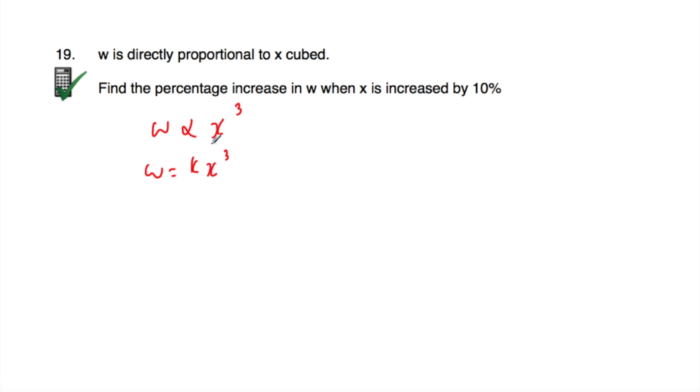So if we increase x by 10%, what is the overall percentage increase in W? If x is just x, our answer would be K times x cubed. If we increase x by 10%, we use our multipliers: if you increase something by 10%, you times it by 1.1. So 1.1x is what we would get. So instead of substituting in x, we substitute in 1.1x, and we would have W equals K times 1.1x cubed, because we're increasing by 10%.